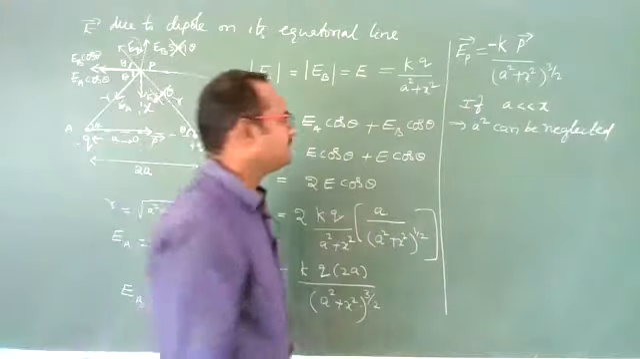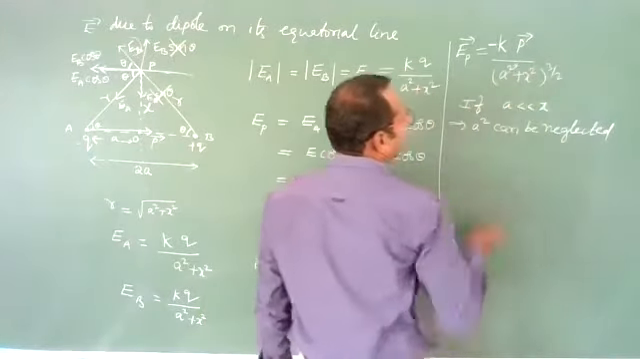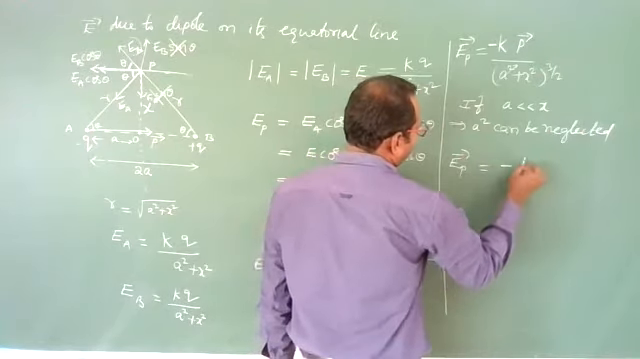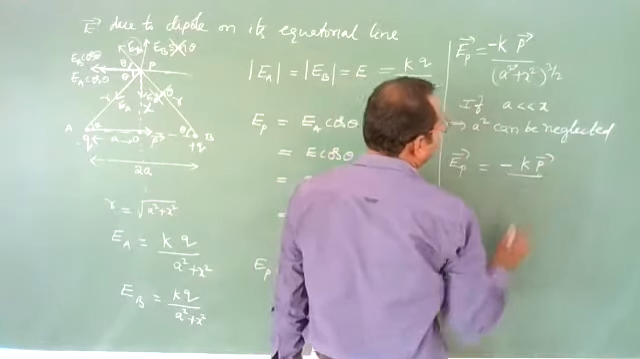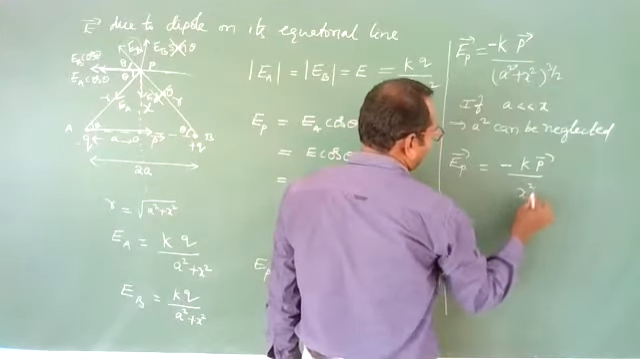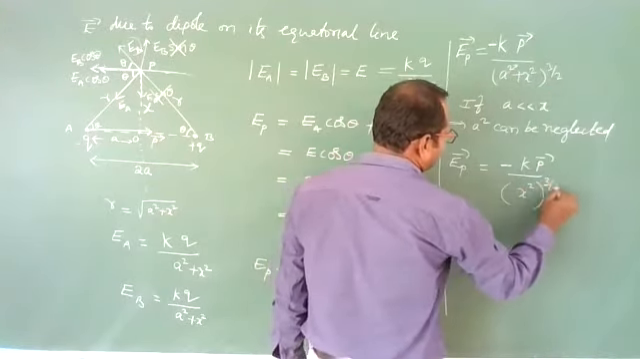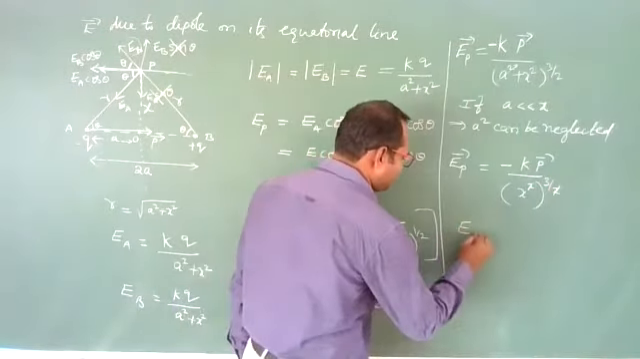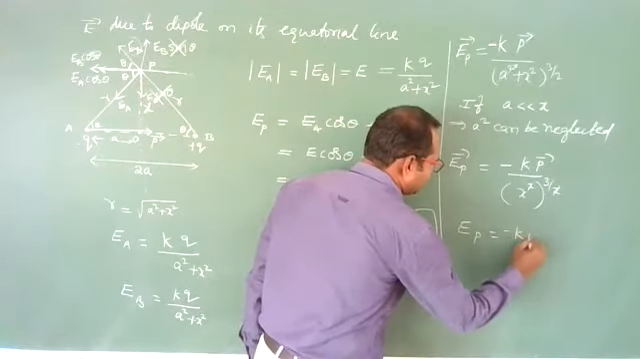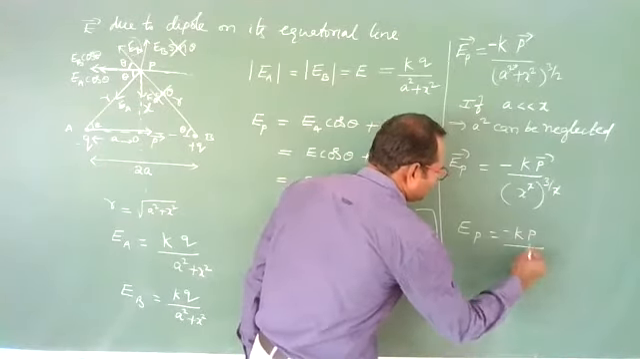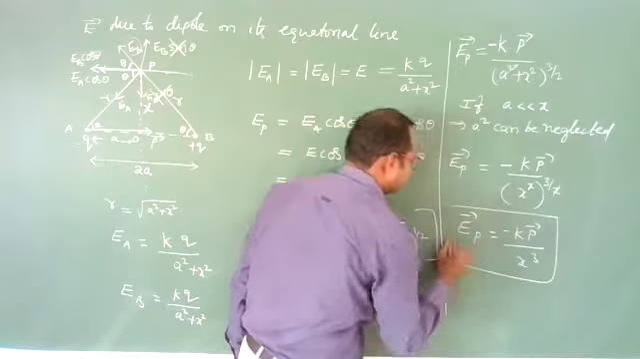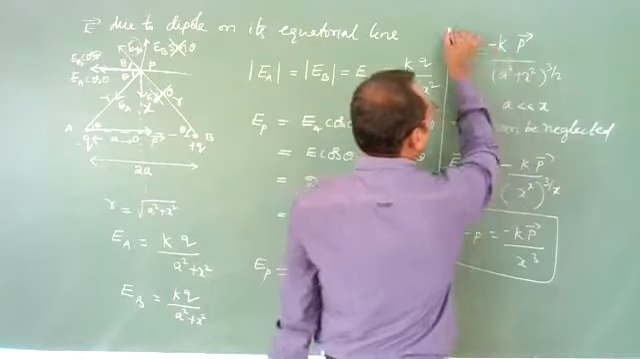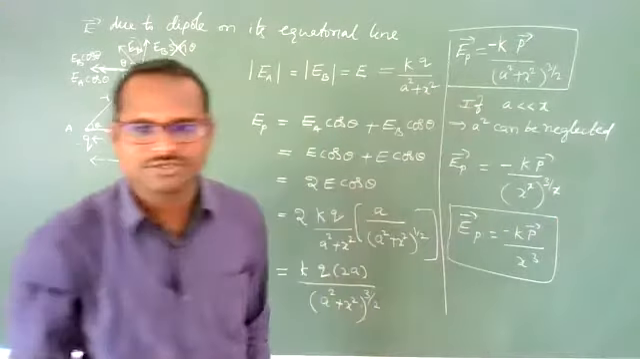Clear, students? When you neglect A square, you will get electric field at point P equal to minus K P bar divided by X square whole power 3 by 2. The square and the 1 by 2 cancel. You will get electric field at point P is minus K P bar by X cube. These two expressions you need to remember, both of them.